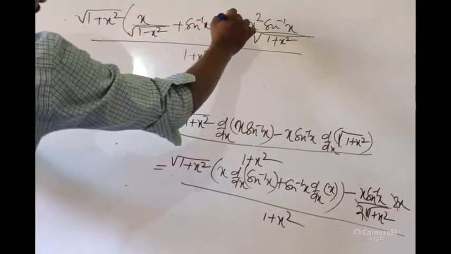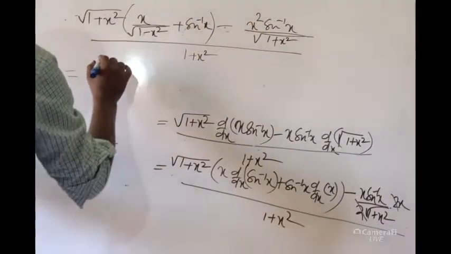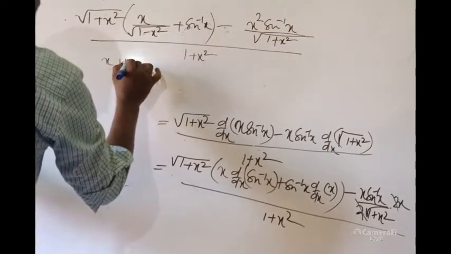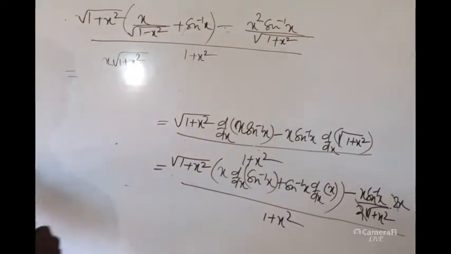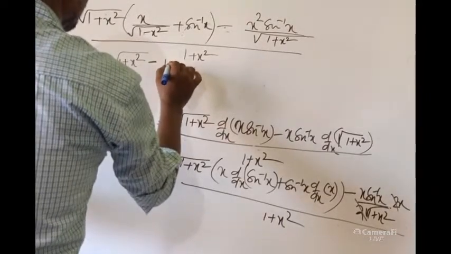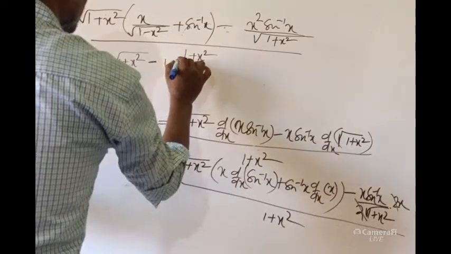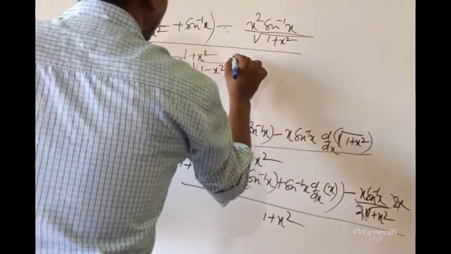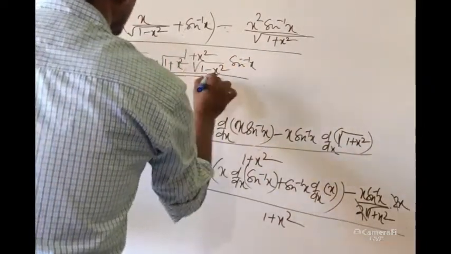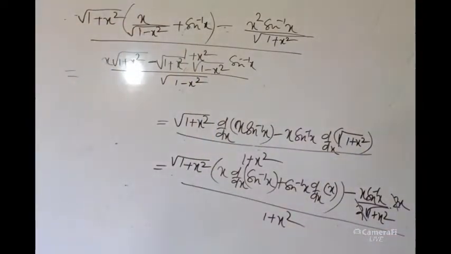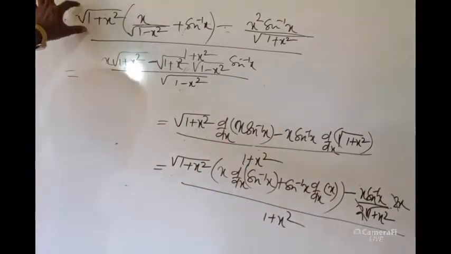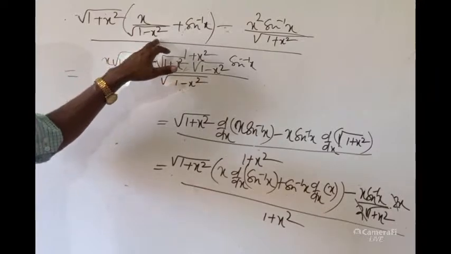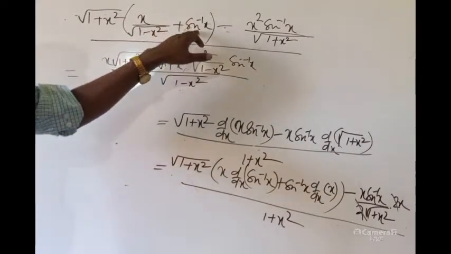Now here, x into 1 plus x square, root over 1 plus x square, and minus 1 plus root over x square and minus into root over 1 minus x square and sin inverse x, divided by root over 1 minus x square. Okay. Any doubt? Here root over 1 plus x square is multiplied with this term and with this term. And also here we take the LCM root over 1 minus x square. Hence, this root over 1 minus x square is multiplied with this sin inverse x.